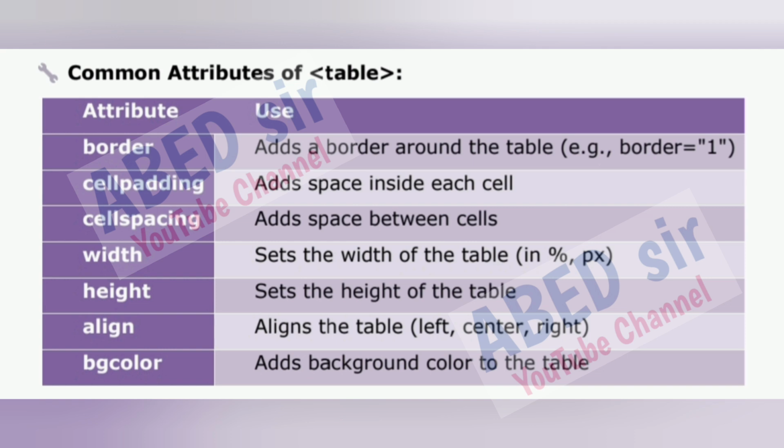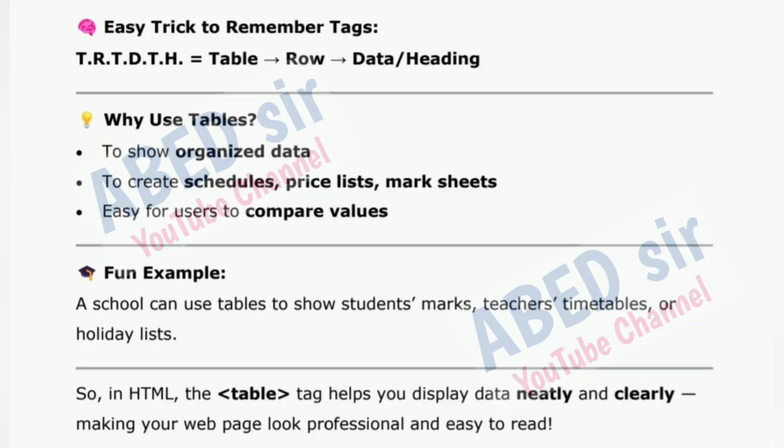Width sets the width of the table in % or px. Height sets the height of the table. Align aligns the table left, center, right. Bgcolor adds background color to the table. Easy trick to remember tags. TR TD TH is equal to table row, data, heading.